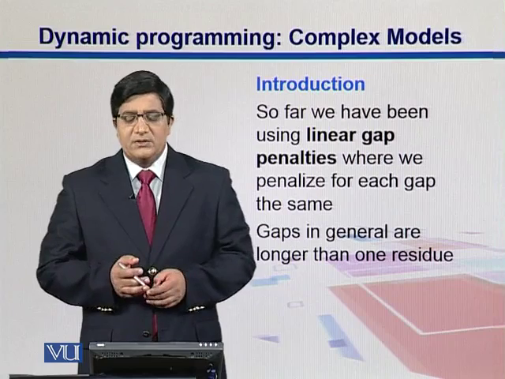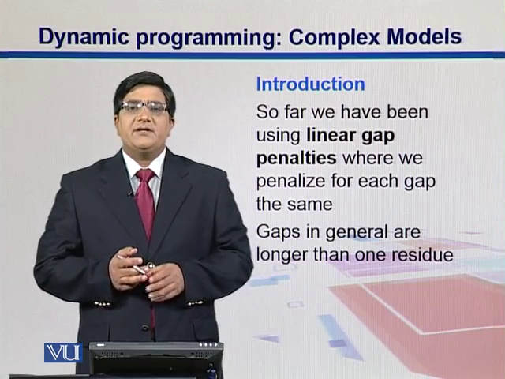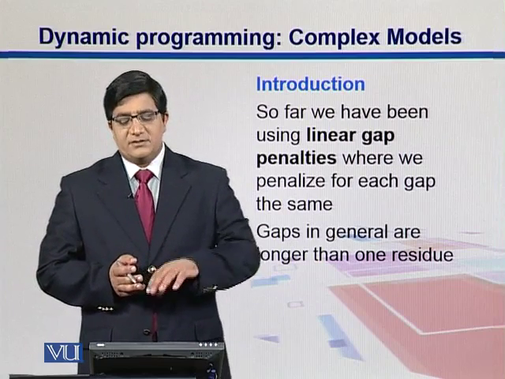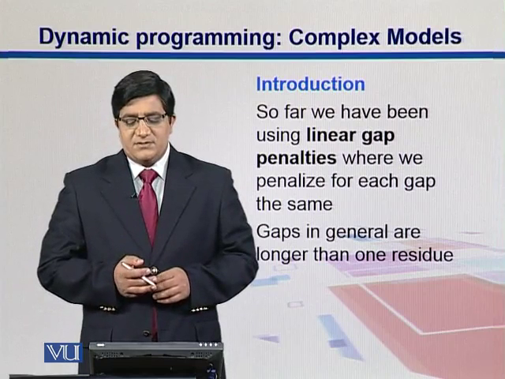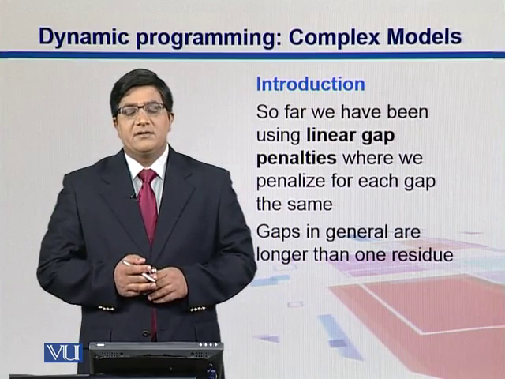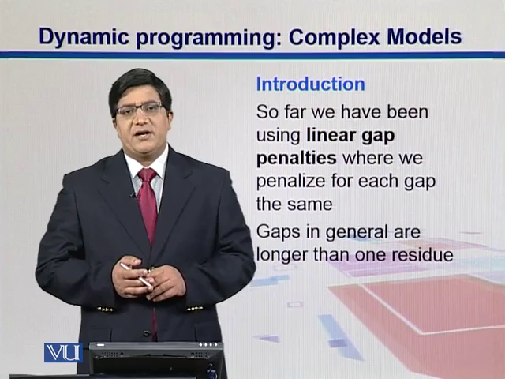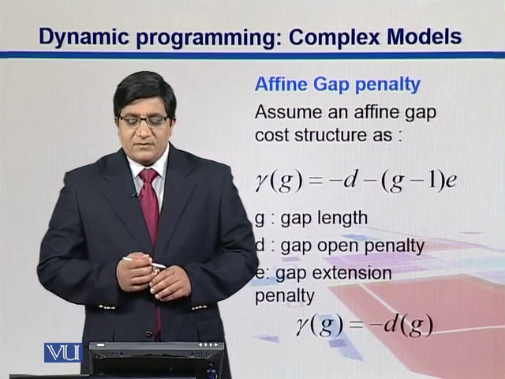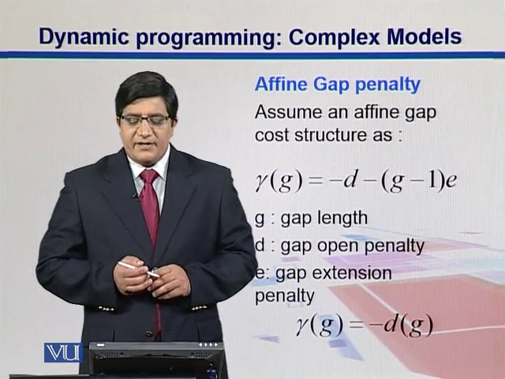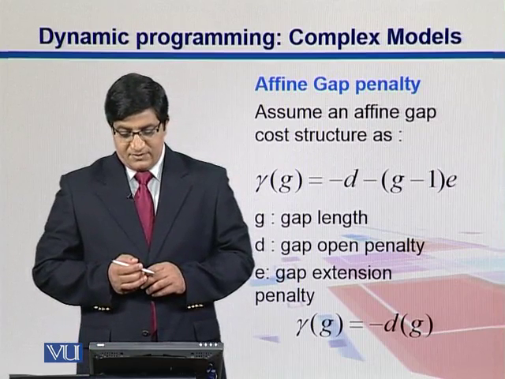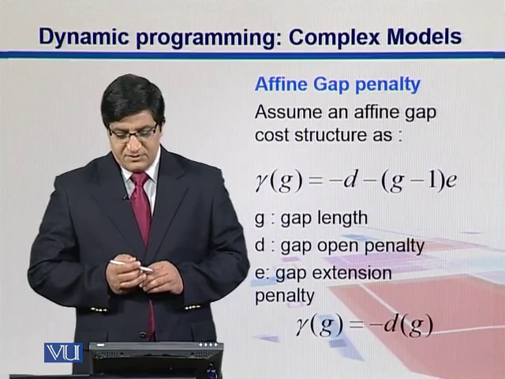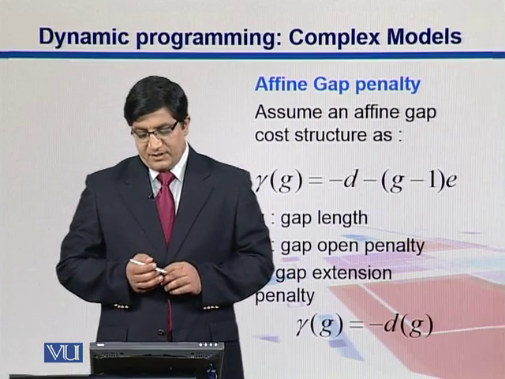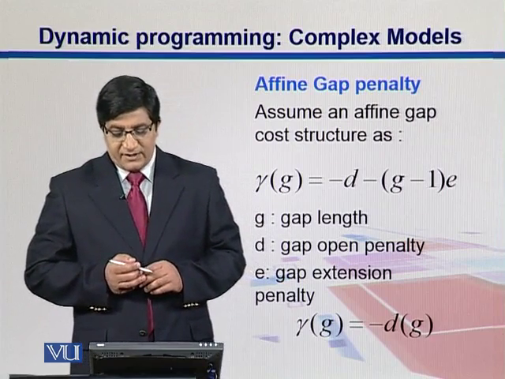So in order to incorporate the possibility of longer gaps, another gap penalty scoring scheme has been added. We call them affine gaps. So we can have an affine gap cost as given by this function. So we have gamma g, which is the penalty for that gap. So that is minus d.